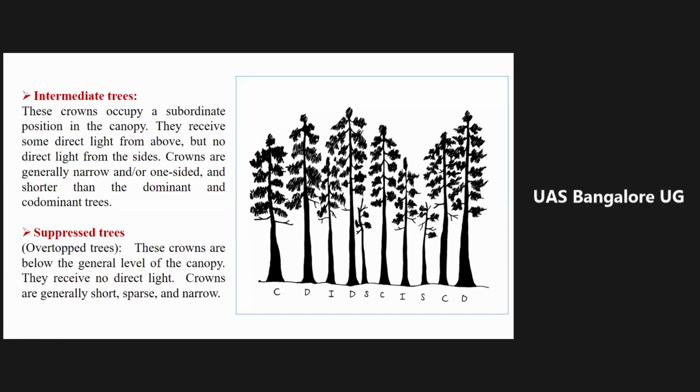Then the final one is suppressed trees. It is also called overtopped trees, and these crowns are below the general level of the canopy. This class of trees receives no direct sunlight, and the crowns are generally short and narrow.